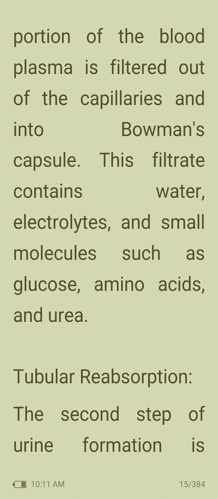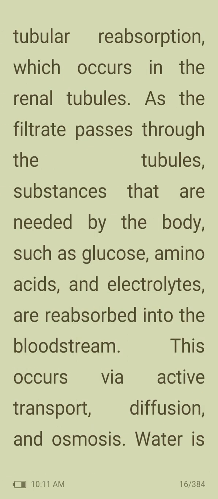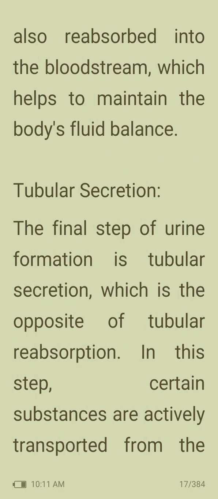Tubular reabsorption. The second step of urine formation is tubular reabsorption, which occurs in the renal tubules. As the filtrate passes through the tubules, substances that are needed by the body, such as glucose, amino acids, and electrolytes, are reabsorbed into the bloodstream. This occurs via active transport, diffusion, and osmosis. Water is also reabsorbed into the bloodstream, which helps to maintain the body's fluid balance.